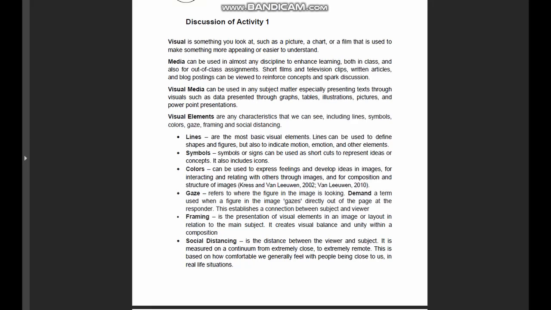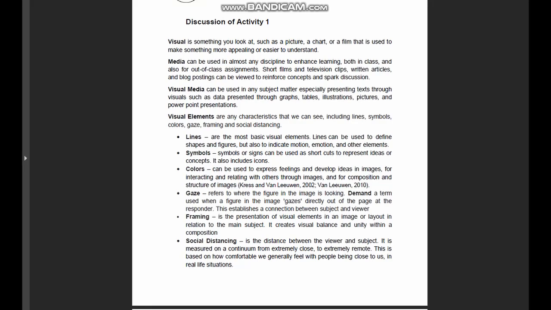It is anything that can be helped in learning or to enhance learning. Next, we have visual media. Visual media can be used in any subject matter, especially presenting text through visuals such as data presented through graphs, tables, illustrations, pictures, and PowerPoint presentations.